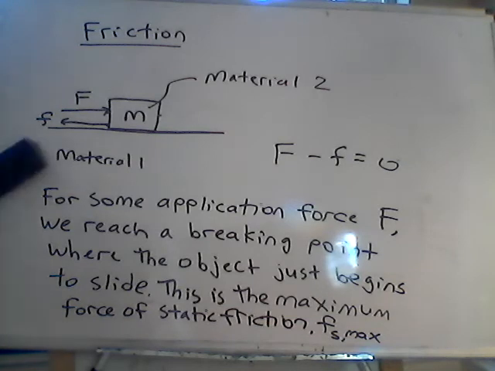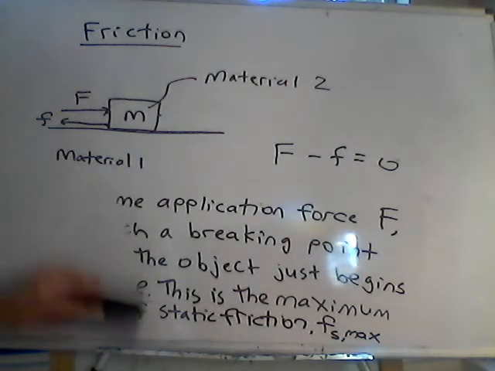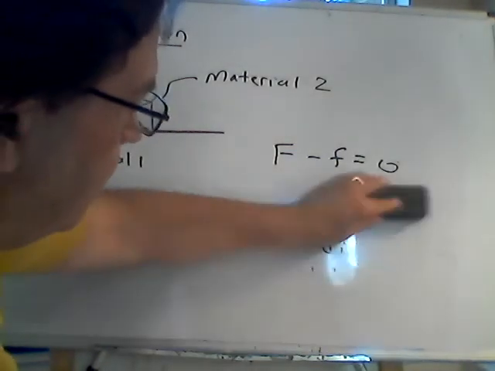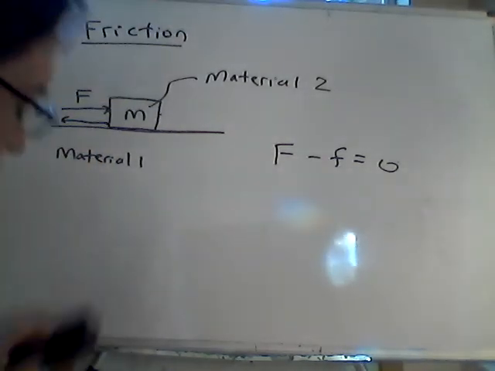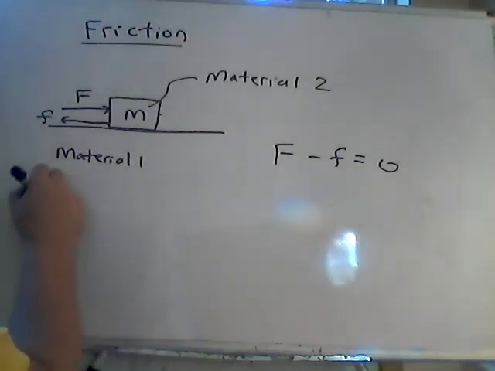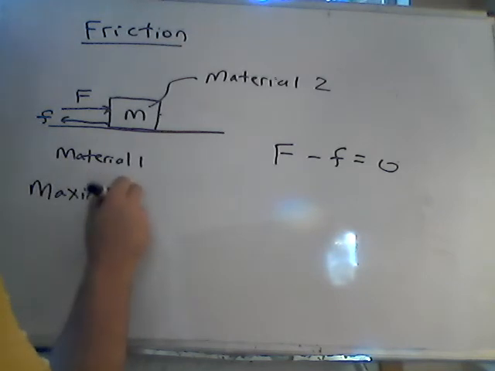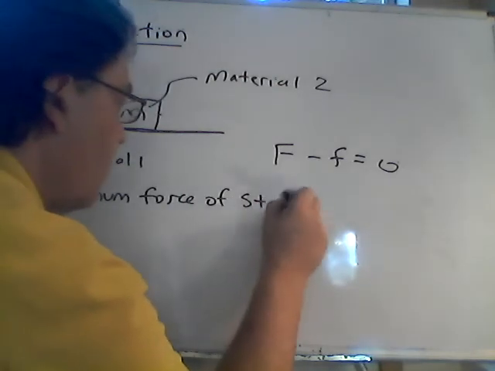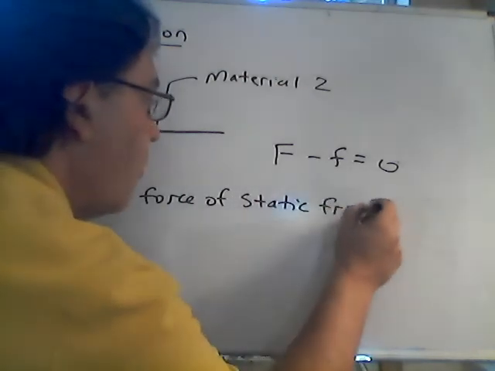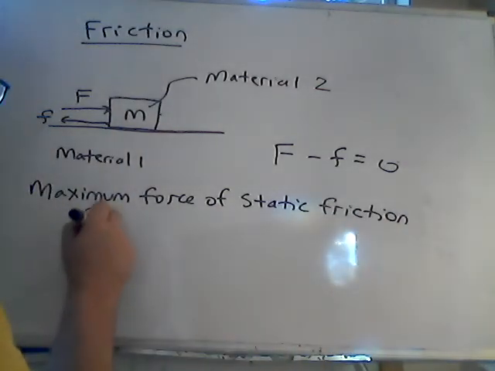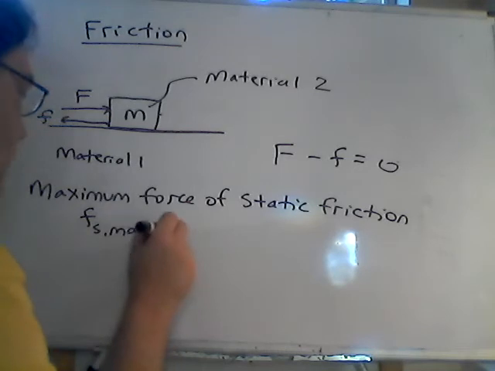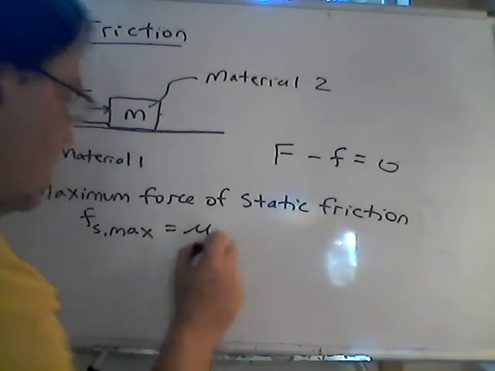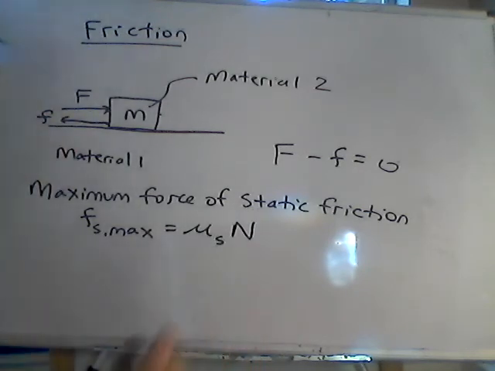And we can characterize that through an empirical formula, what that maximum force of static friction is. The maximum force of static friction, F sub S max, is empirically equal to some coefficient mu sub S times the normal force.